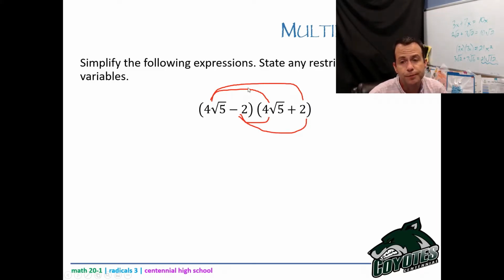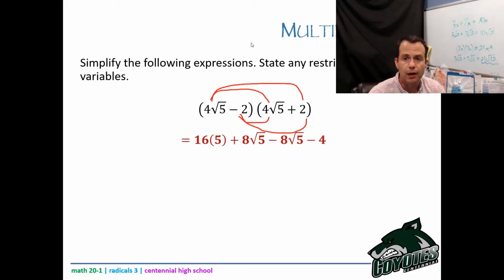So 4 root 5 times 4 root 5. Well, 4 times 4 is 16. Root 5 times root 5 is 5. So that's going to give me 16 times 5. Then the outsides, I'll have 8 root 5. 4 times 2 is 8. And then root 5 times essentially root 1, because there is nothing there. So that'd just be 8 root 5. And then here I've got negative 8 root 5. And then here I've got negative 4.